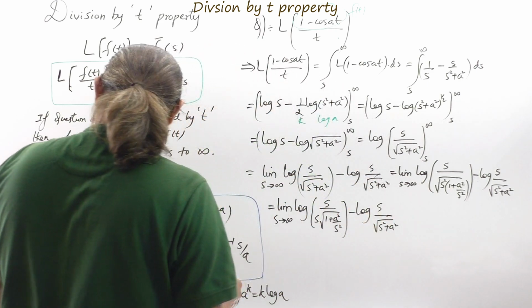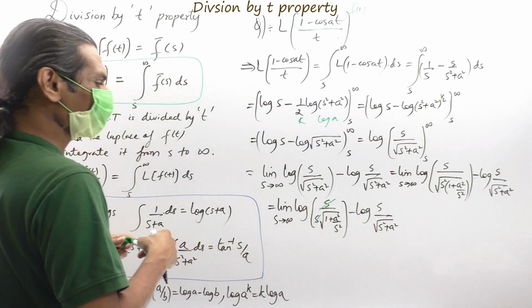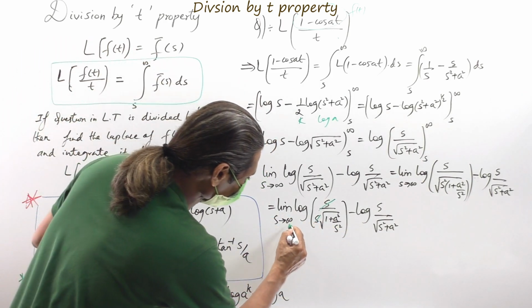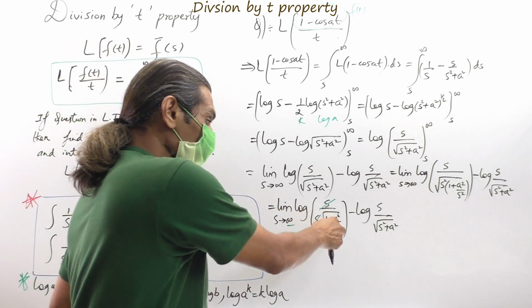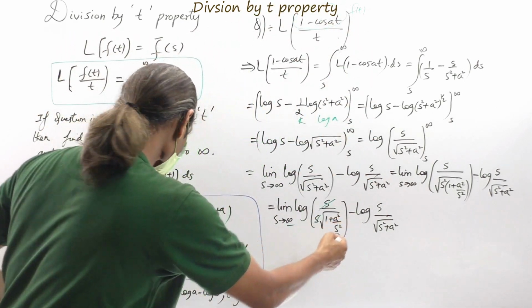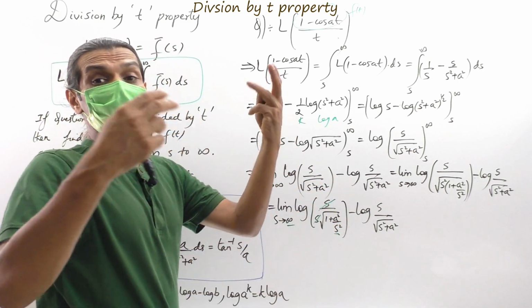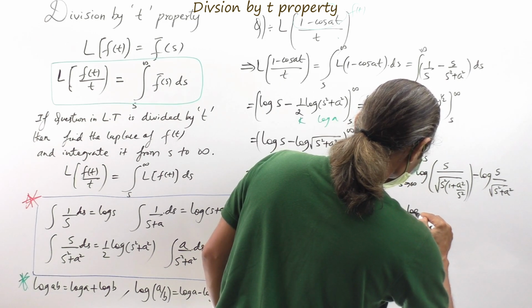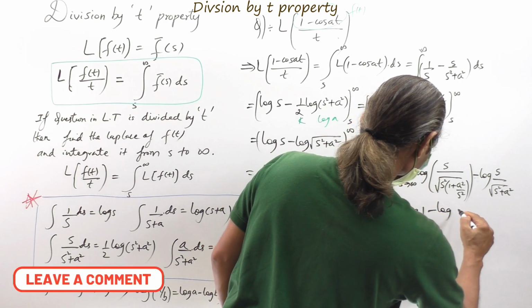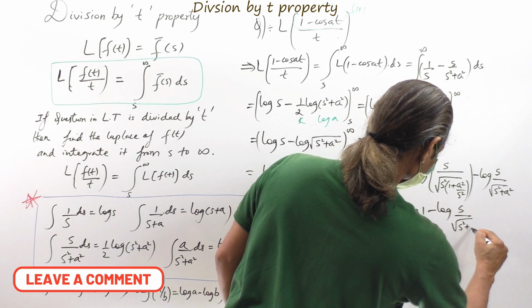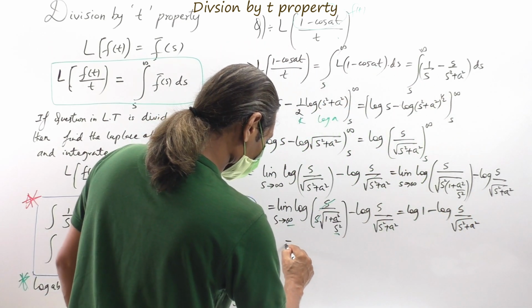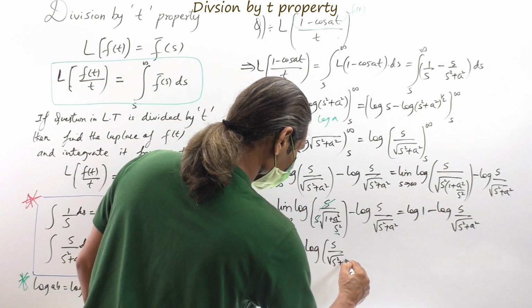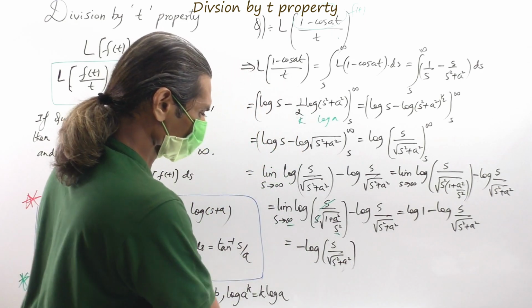Now, you see here this s and s cancel as usual. When I put s tends to infinity in 1 plus a square by s square, a square by infinity is 0. So 1 plus 0 is 1. So 1 by 1, log 1, and log 1 is 0. So we have log of 1 minus log of s by root of s square plus a square. Log 1 is 0, so that will be minus log of s by root of s square plus a square.